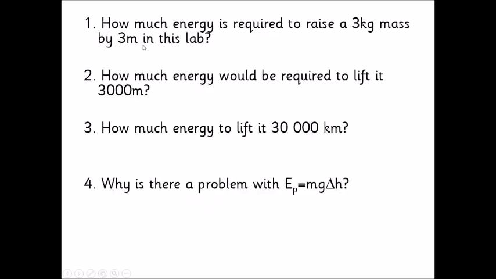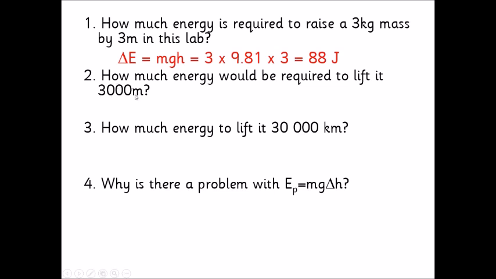So you might think, I already know the equation for gravitational potential energy. It's just mg delta h. If you were asked a question at the moment and you were lifting a 3 kilogram mass by 3 meters in the lab where you're sitting, then you'd work out the change in energy is just mg delta h, so 3 kilograms times 9.81, the gravitational field strength on Earth, times 3 meters would give you 88 joules.